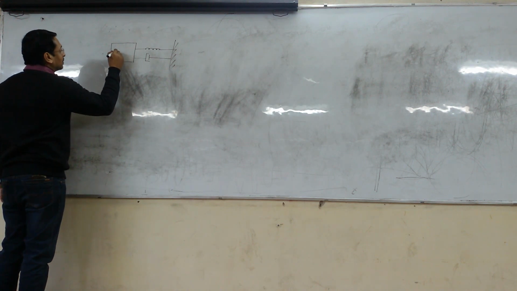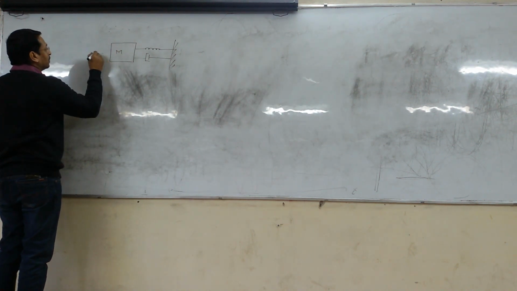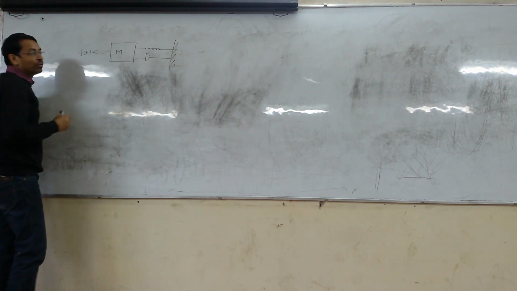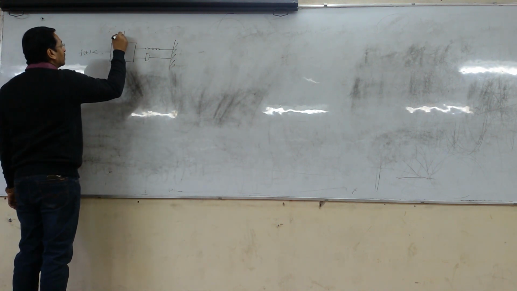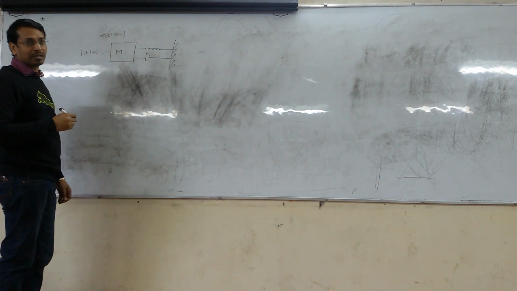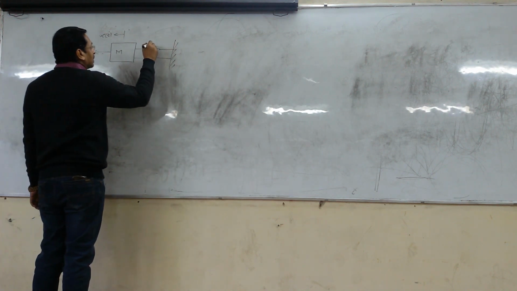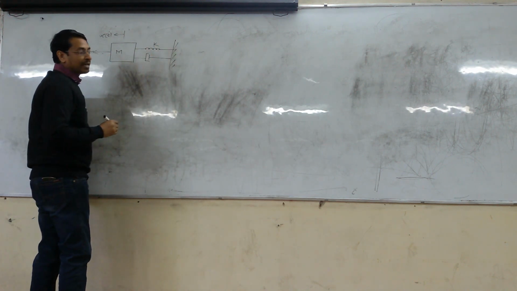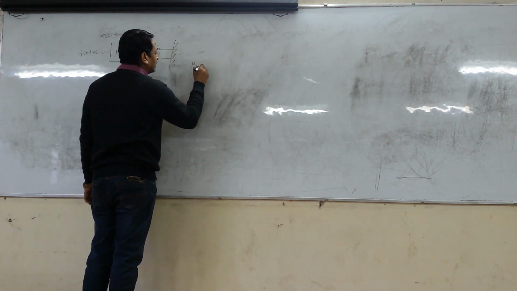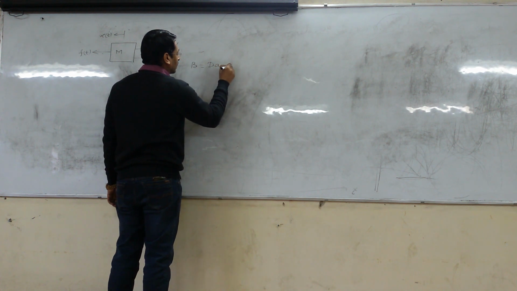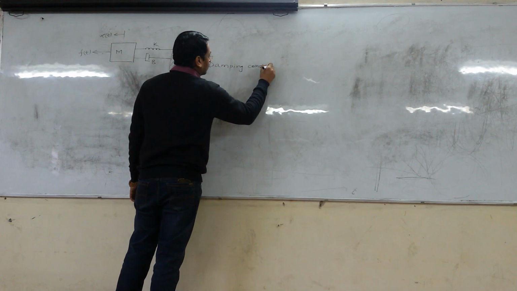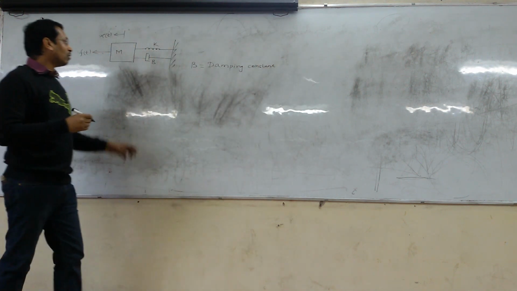This is mass M. Force f(t) is applied on this mass, and accordingly there will be a change in position, say x(t), of this mass. Okay. This is spring constant K, and this is B. B is what? Damping constant of this damper.